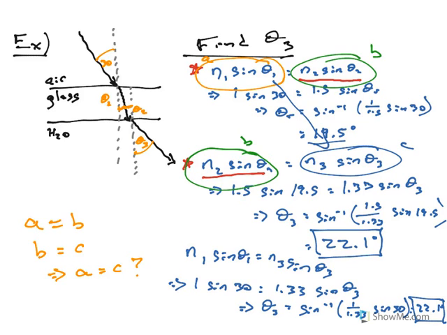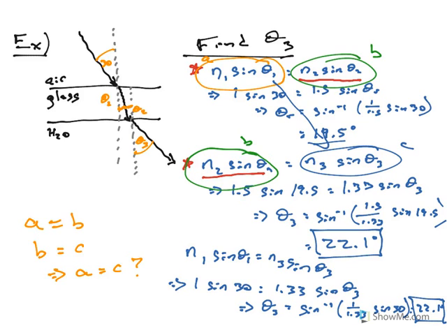Now, the only time I would suggest you not use this shortcut is if in the question I asked to find theta 2 as well. Well, obviously, if you have to find theta 2 and theta 3, then you've got to do both. But if all you care about is the final angle at the very end of the day, then no matter how many layers are in this problem, you could start at the beginning and then finish at the end. So if this were 10 layers, then I would just say n1 sine theta 1 is n10 sine theta 10, and skip everything in between.